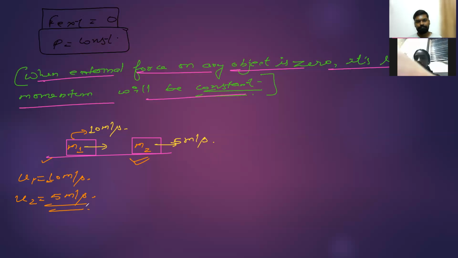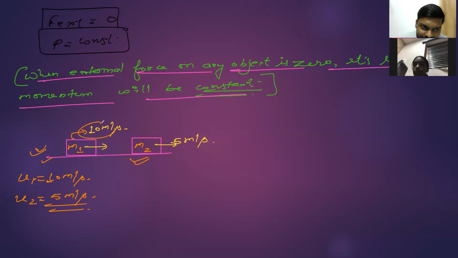Is this okay? Yes, sir, it's fine. Okay, listen carefully. We have two blocks of masses m1 and m2 respectively. The initial velocity of mass m1 is 10 meter per second and the initial velocity of mass m2 is 5 meter per second. So this block is moving faster than this block, you can see in this diagram. The block of mass m1 is moving faster than the block of mass m2, so they will collide with each other.